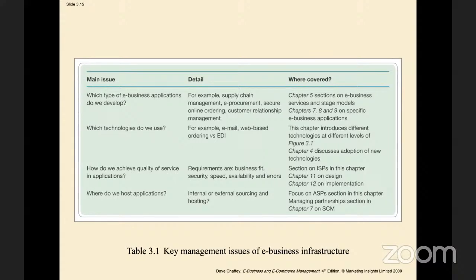And in the third section, it tells in which chapter of the book it is explained. Which technologies do we use, how do we achieve quality of service in applications, where do we host applications, something like that. For example, email, web-based ordering, requirements are business fit, security, speed, availability, and errors. So these are the details that are given in different chapters. We don't need to go into details with this, because in the later chapters, these details are described in detail.